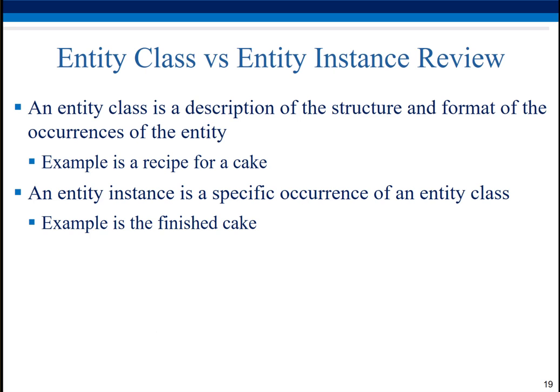So again, we have entity classes. Entity is really easy. Just think of it as a recipe versus the actual case. So the entity class is just a description of the structure and the format. So again, we have a recipe, pound of flour, a cup of this, sugar, so on and so forth. And then the actual instance is the actual baked cake itself. Remember that each cake could have a little bit different ingredients in here.